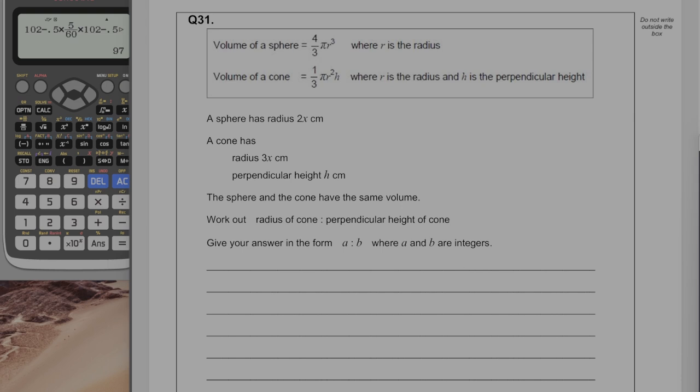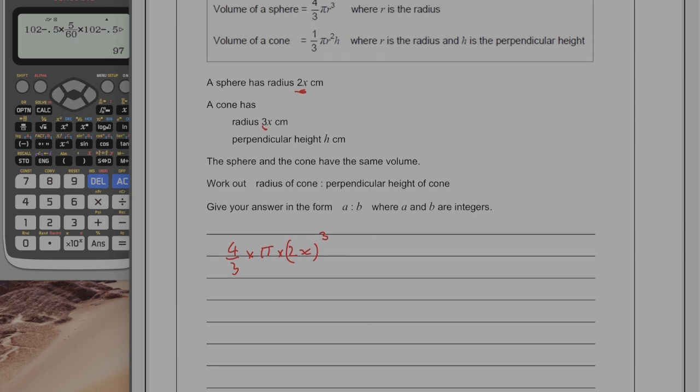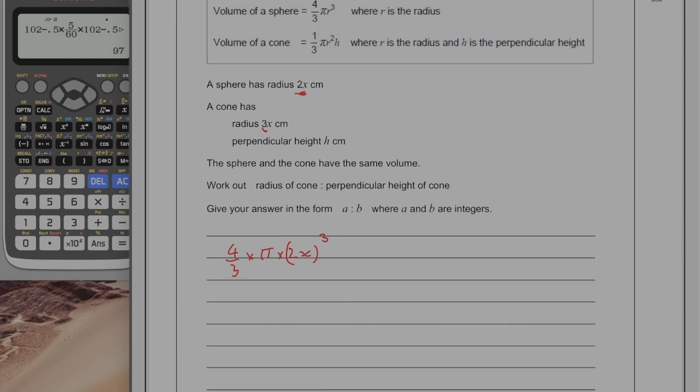Okay, right, so let's start by saying the volume of the sphere is going to be 4/3 times by pi times by the radius, which is 2x, times by 2x cubed. We'll tidy that up. So that is going to be 2 cubed is 8. 8 times by 4, 8, 16, 24 over 3 pi x cubed.